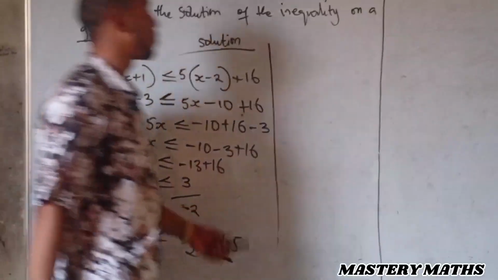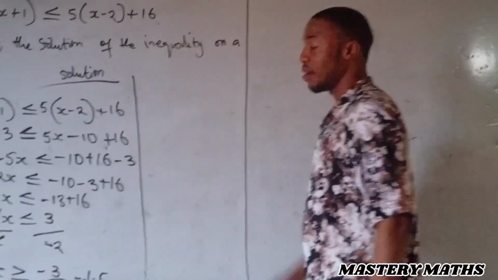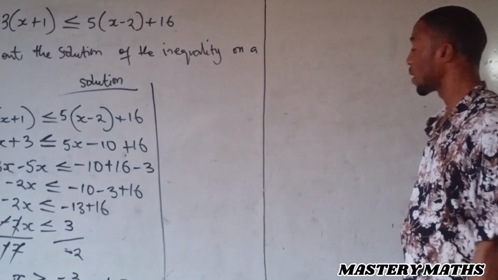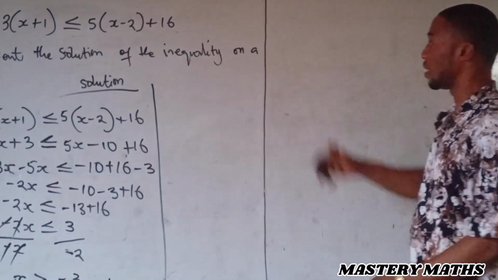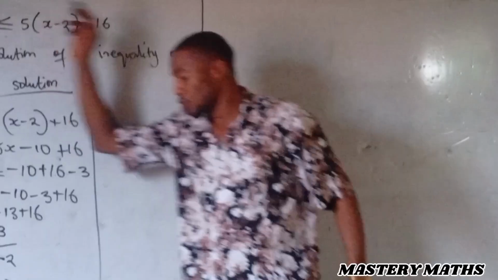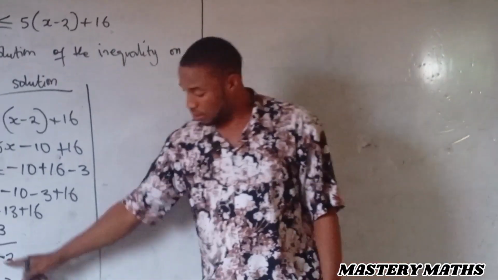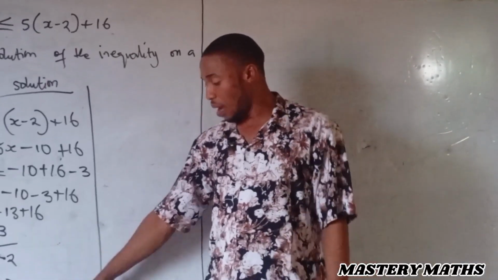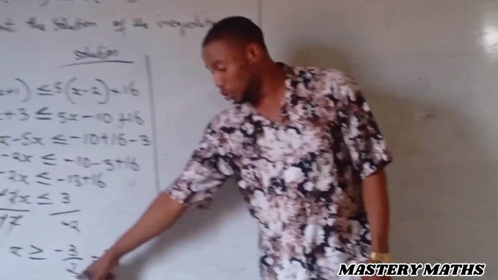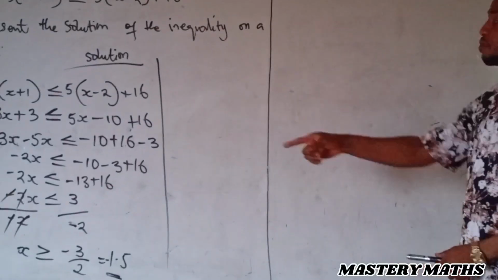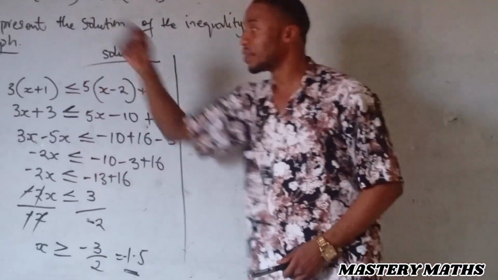Now, having done this, let's present this on a number line. My number line will not contain it here, so I will leave this part. Let's do the number line here, because they said we should solve. After solving, we present on a graph. So my answer is -3/2 or -1.5 in decimal. This is in fraction, while this is in decimal. Now, having gotten the answer, let's present this on a graph.